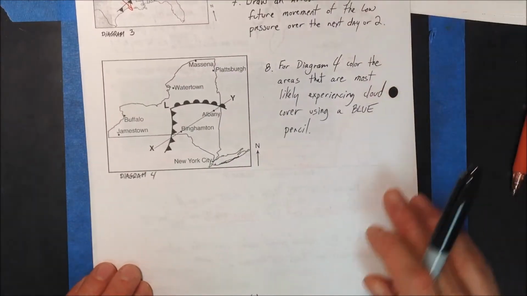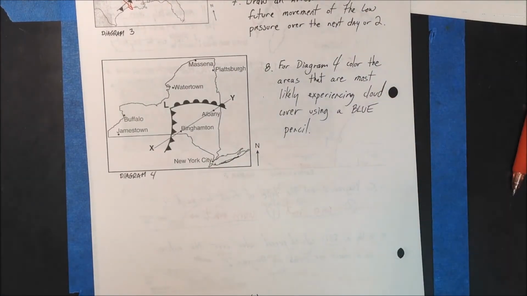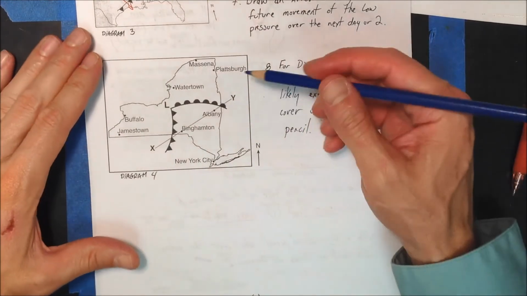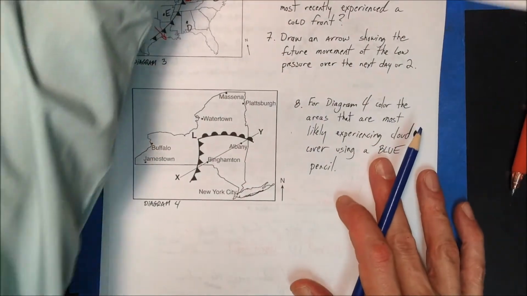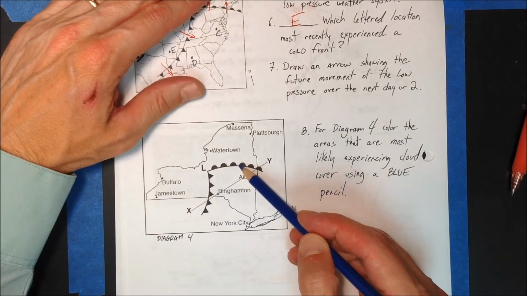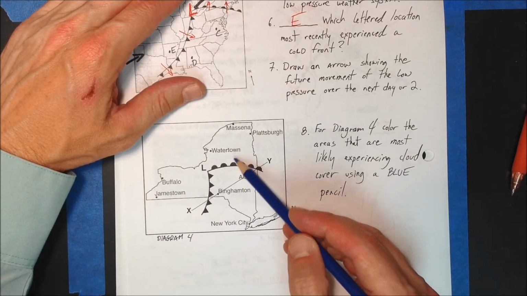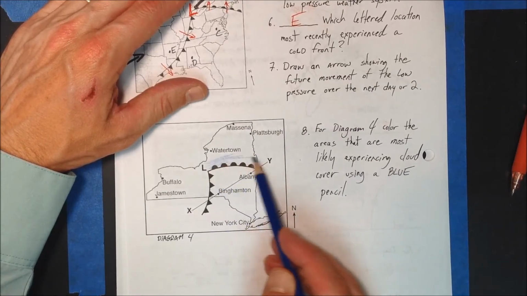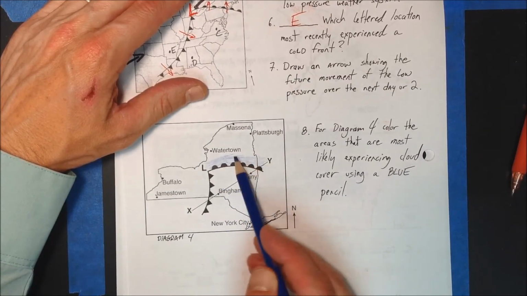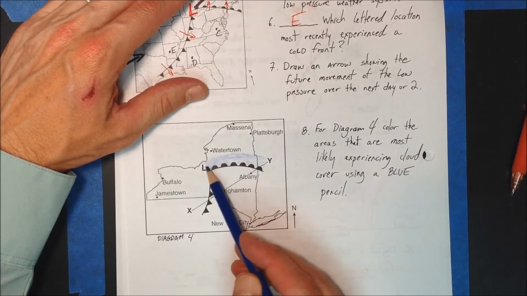All right. 8. For diagram 4, color the areas that are most likely experiencing cloud cover using a blue pencil. This one is going to be particularly tricky to do if you're not watching this, but luckily you are. So what you have here, and make sure you understand this, is that this is a warm front, and as we see, the clouds are generally out in front of a warm front. So your clouds are generally kind of out like this. And I'm coloring it blue right here. They're out in front a bit.